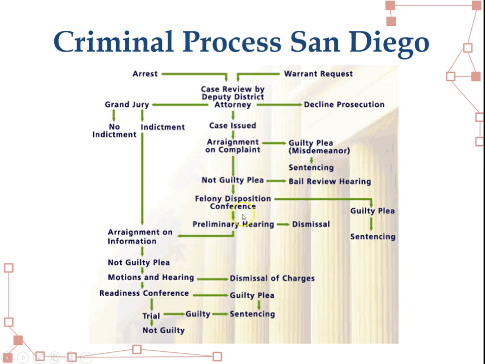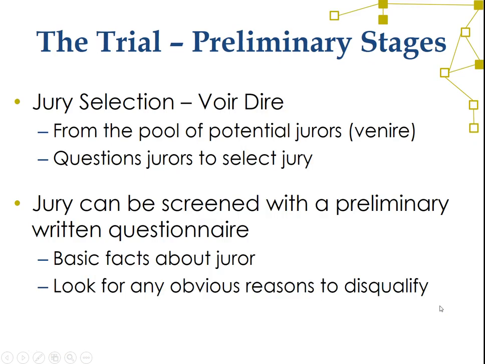And then there's maybe what they call a felony dispo conference. But if it keeps going, it's going to go to preliminary hearing. Well, we've heard that before. And it could be dismissed there, or it could continue on. And again, at the preliminary hearing, there's going to be some motions and hearings. And there's going to be what they call a readiness conference. And a lot of these things, I'm going through the big pieces. And then there's going to be the trial, and then you're going to get guilty, or not guilty, or what have you. So this is just a chart that walks you through.